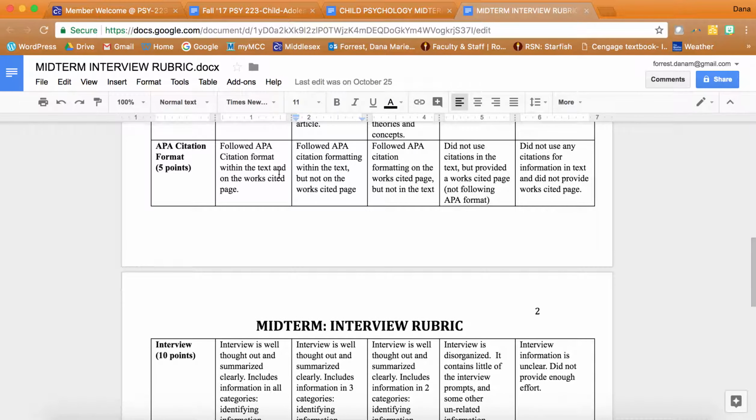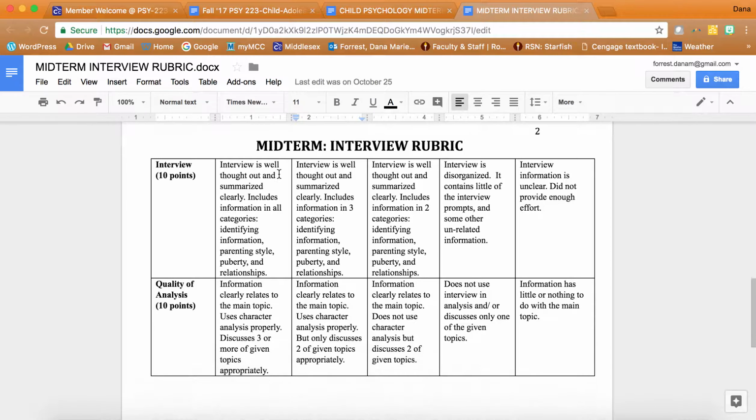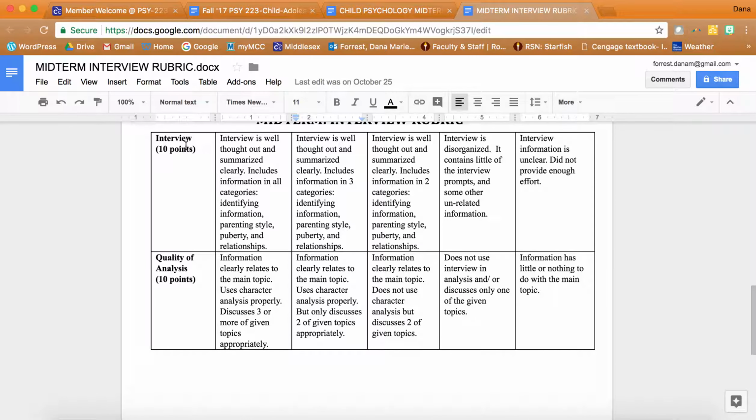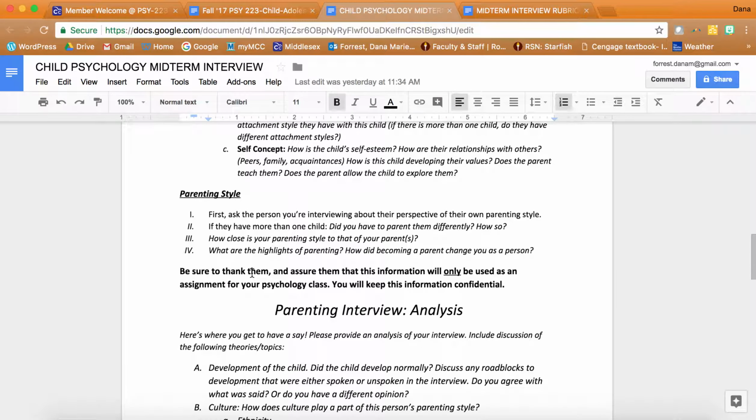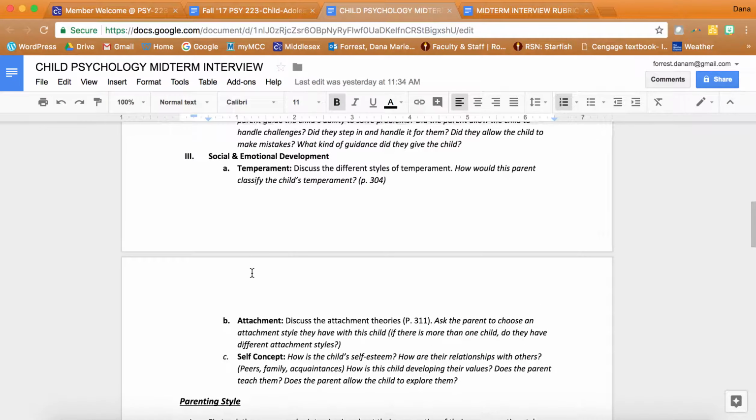Again, another section here for citation, interview, quality of analysis. This goes through all of these bullet points I have here. So it's just making sure that you are touching these points.